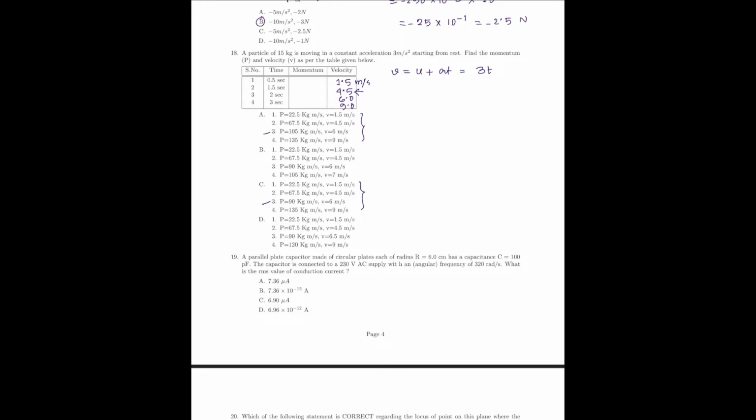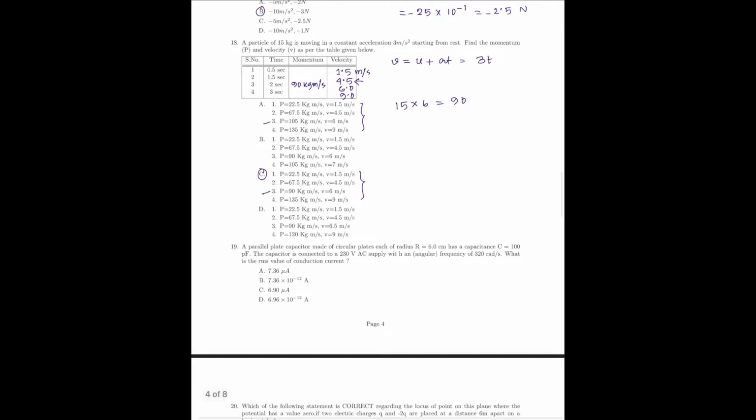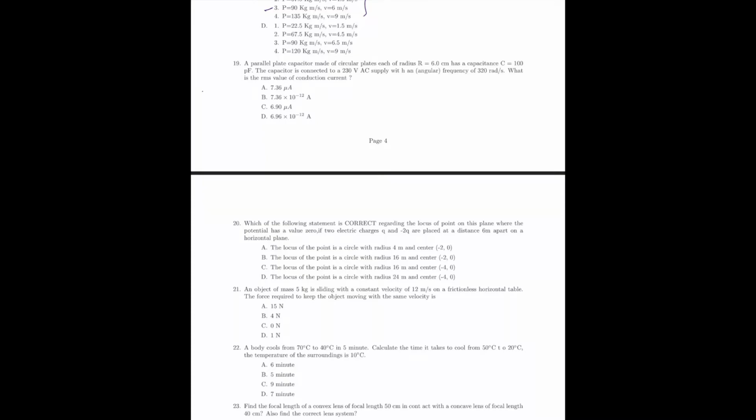So the mass is 15 kg, 15 into 6 is 90, so the momentum for the time 2 seconds is basically 90 kg meter per second. So option C is the correct answer. You do not need to calculate the other momentum, just be a little careful and observe the options first. How to solve the next problem?